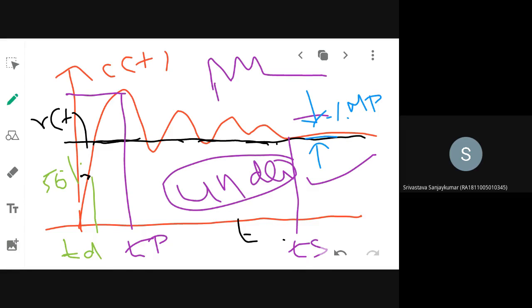Draw the graphical representation of the time response of a second order underdamped system. That time you have to draw this graph and label all the time domain specifications. Time domain specifications, I told you, are nothing but delay time, rise time, peak time, settling time, and percentage MP. They will ask you to represent all the times that I have shown here.